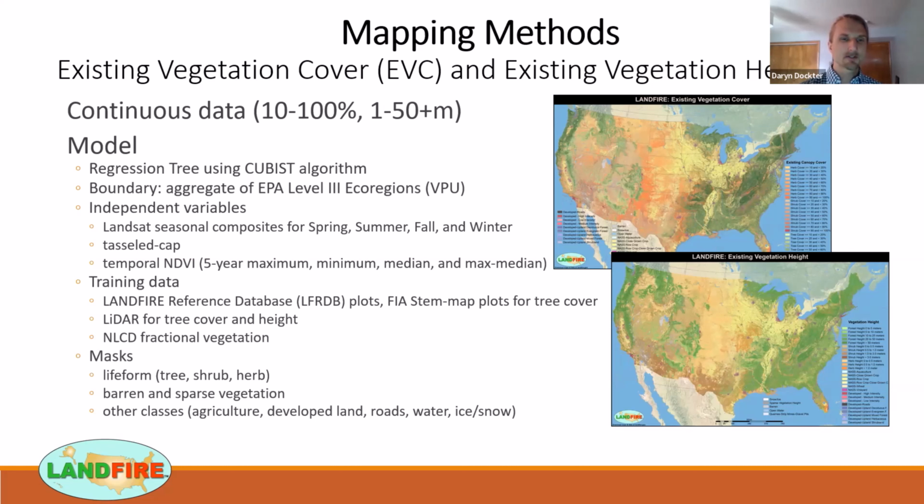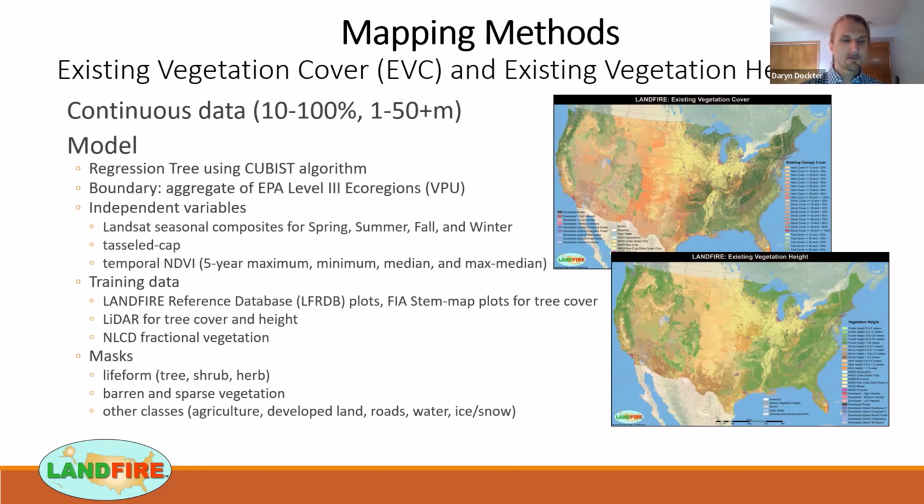We build regression trees using the Cubist algorithm that has worked well in the past and continues to perform well for us. Like I mentioned, we model each VPU, those 13 across CONUS. So that's where we're creating these models and applying them. What we're using for predictors, or independent variables, is primarily Landsat image composites. So we have one for each season. And then we also have an NDVI composite over 5 years, giving us some metrics on NDVI maximum, minimum, median.